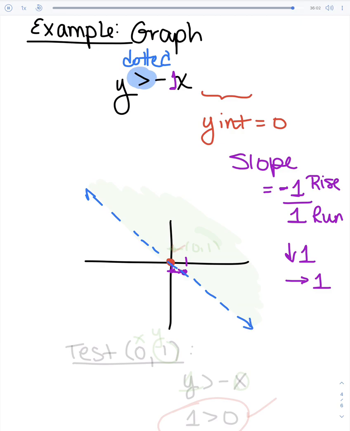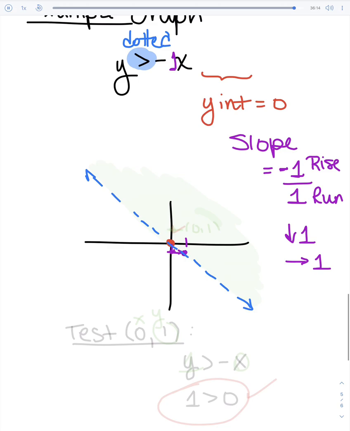Now, the reason why this graph is different is because I cannot go through the origin. 0, 0 is not possible because my graph is already going through it. So I need to pick a different point. So I'm going to pick something that's clearly not on this line, but something easy. I'm going to pick this point, which is up on the y-axis. It's 0, 1, and I'm going to test that. So let's do that down below.